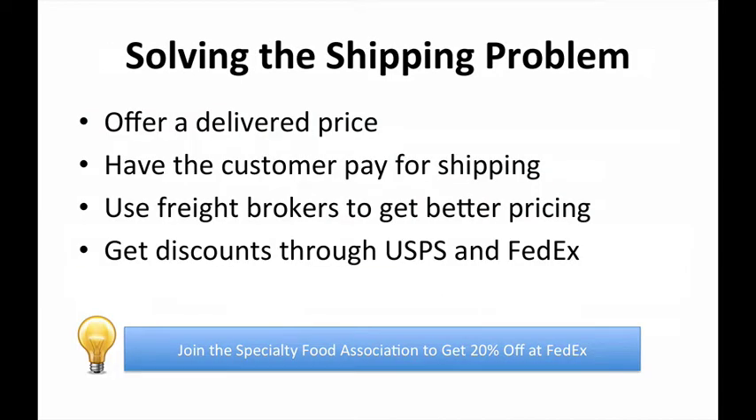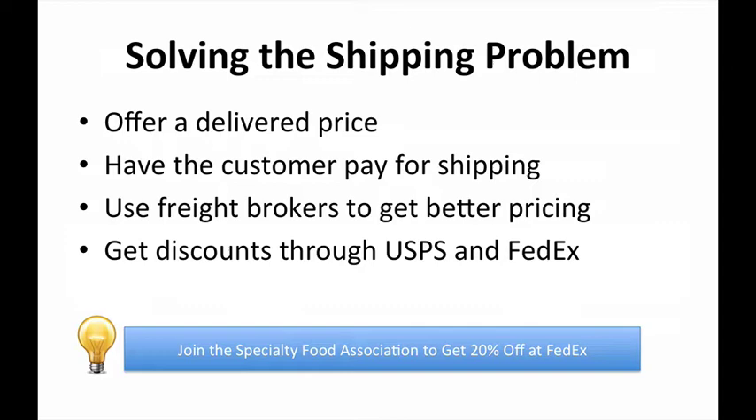So how do you solve the shipping problem? Because it affects so many of your retailers. Well, one way is to offer the delivered price. So you could say, my wholesale cost is $3.50, but delivered, our cost per unit is $4. That way the retailer doesn't quite know where the shipping falls, and they just look at one line item on your invoice and say, all right, it's $4 a unit.